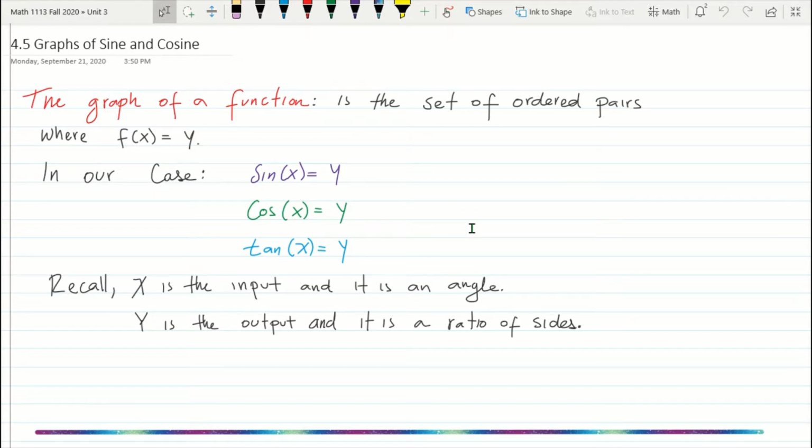x is the input and its format is an angle in this situation, right? So whatever you're plugging into these trig functions is going to be an angle either in degrees or radians, and I think we're going to be working a lot in radians. So then the output y is a ratio of the sides of a triangle, right? That's the definition for sine, cosine, and tangent, which are some of the most popular functions that we talk about.